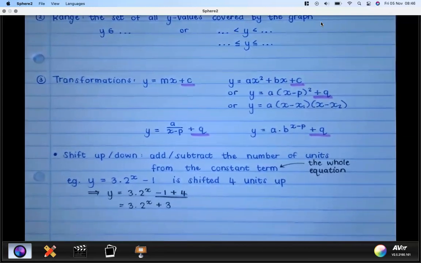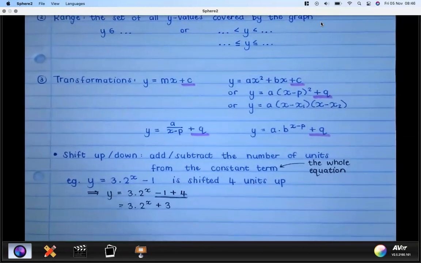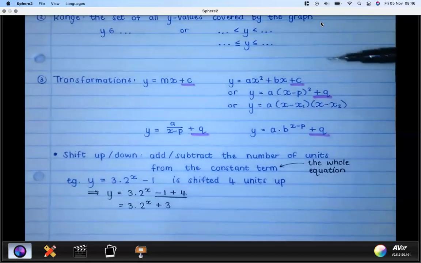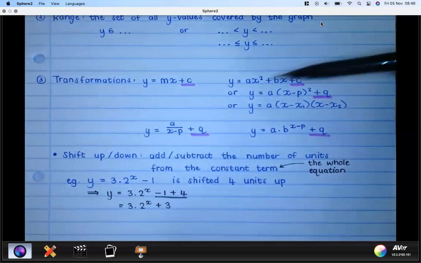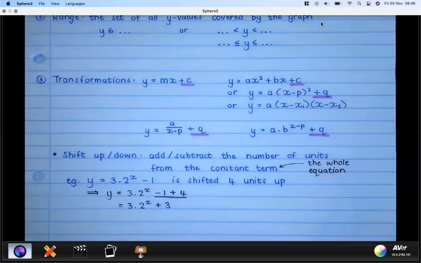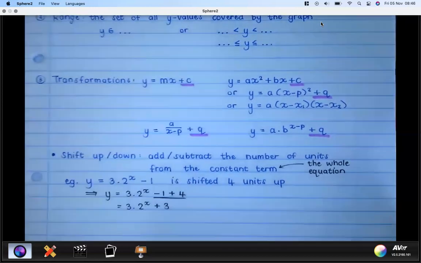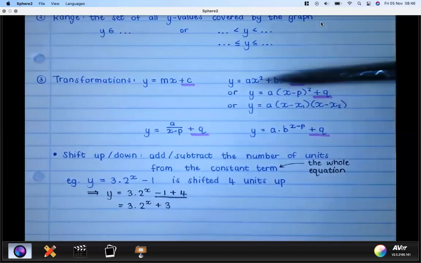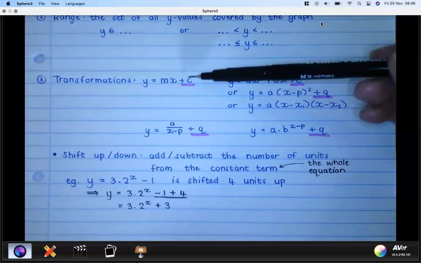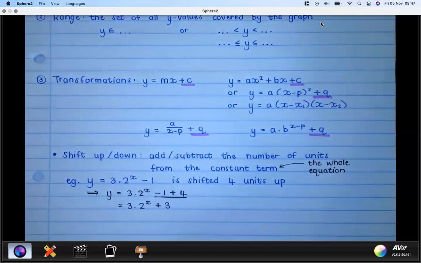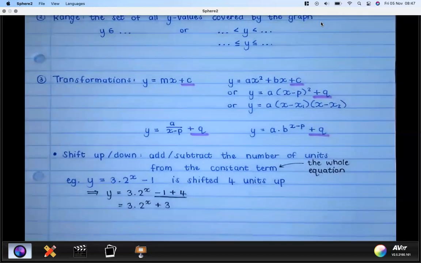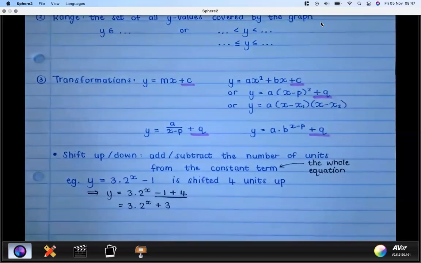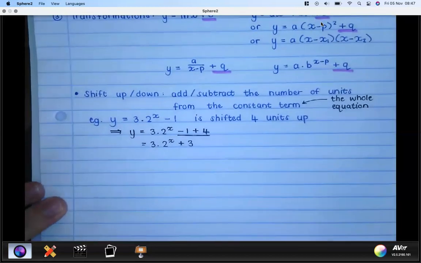Okay, and it will work like that for all of the graphs. If they've given you a parabola in this form, you're going to work with this form and you're going to add a 4. If they've given you the parabola in this form, you're going to work with this form and you're going to add a 4. All right, so they've given you this, you'll add a 4. If they've given you this, you'll just add 4. Okay, so the up or down shift is actually the easiest one of all the transformations.